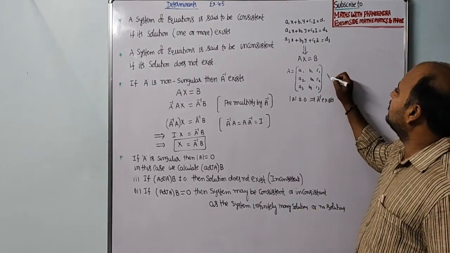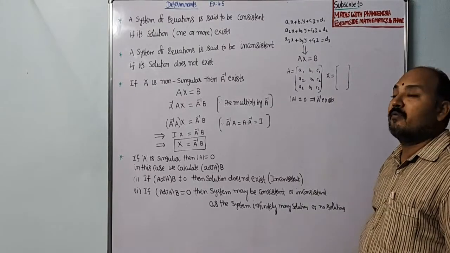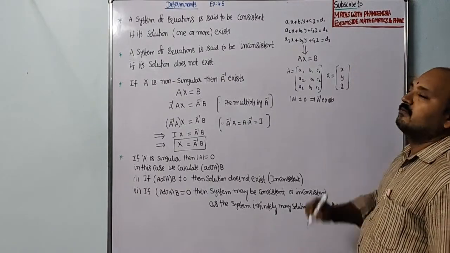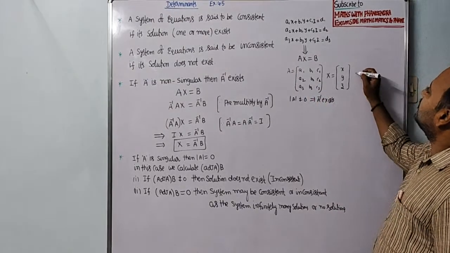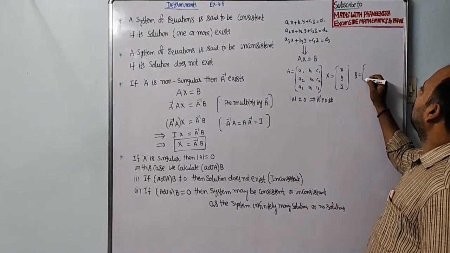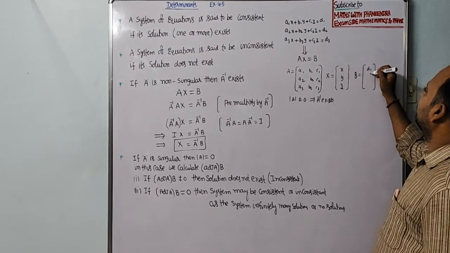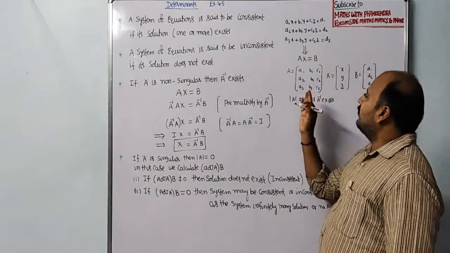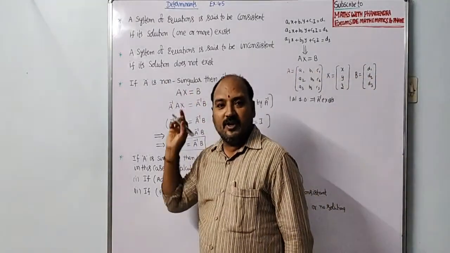Next, X means what? The solution matrix or variable matrix: X, Y, Z. This is the coefficient matrix. Next, B is the constant matrix: d1, d2, d3. I hope you understand the meaning of Ax equal to B, and what is A, what is X, what is B.